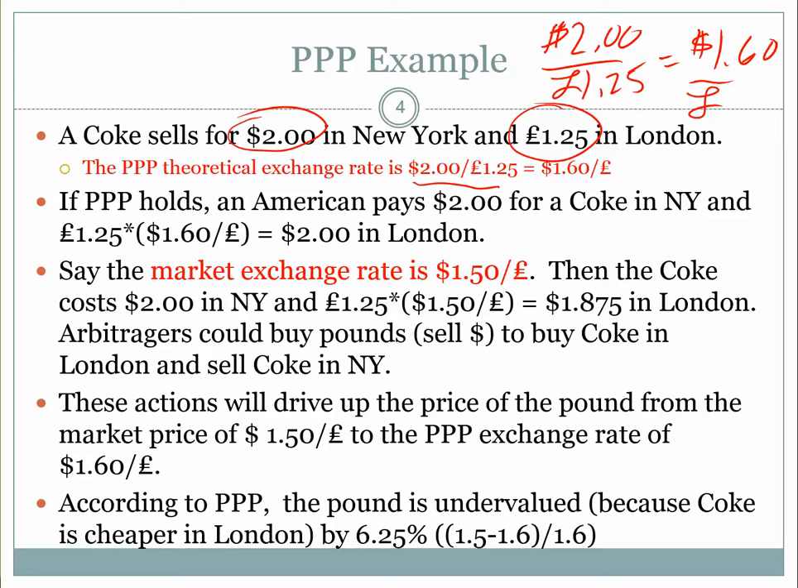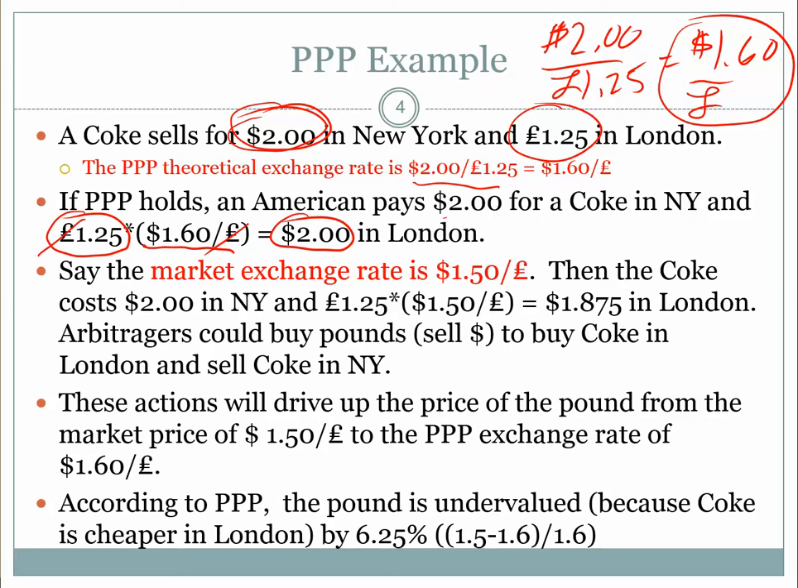If the pound is not selling for $1.60, there's a possible arbitrage in buying Cokes where they're cheap and selling them where they're expensive. Let's show that at that exchange rate, there is no arbitrage in Coke. Again, you pay $2 for a Coke in New York, and you pay 1¼ pounds in London. If the exchange rate is this PPP equilibrium rate of $1.60 per pound, the Coke will cost exactly $2 in London also, and therefore there's no arbitrage.